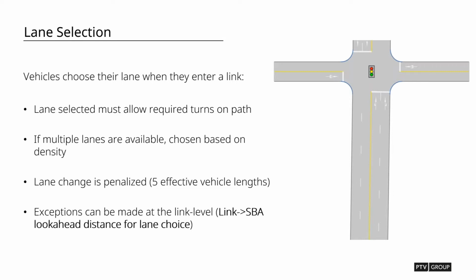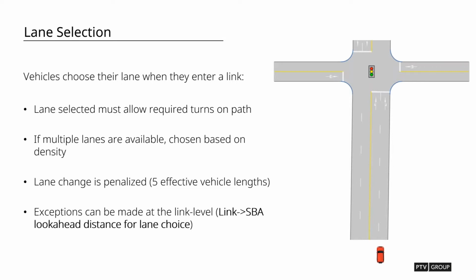That selection is driven by two factors. The first is the density. So, obviously, if there's two lanes, it can choose either one. You're going to go in the least congested lane, but also you're going to choose a lane that allows you to make any turns that you have. So, that path has to be respected.